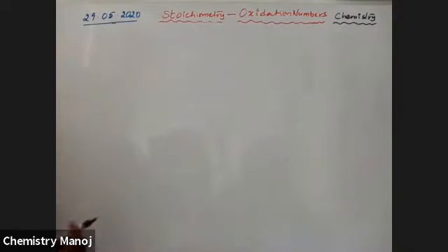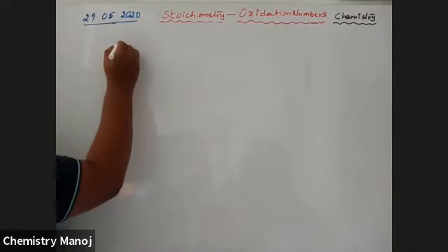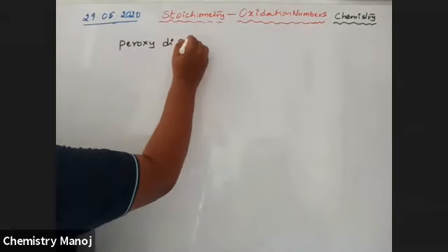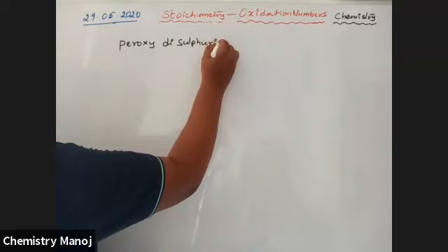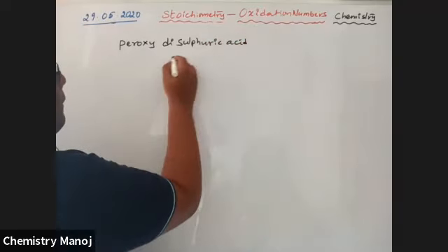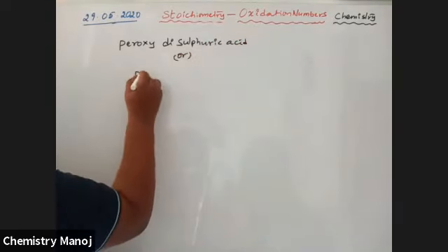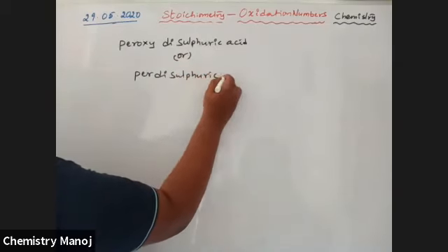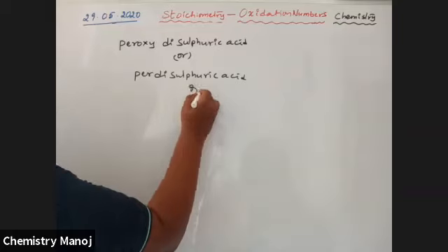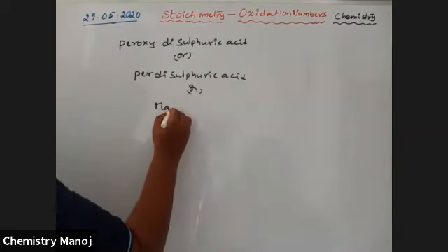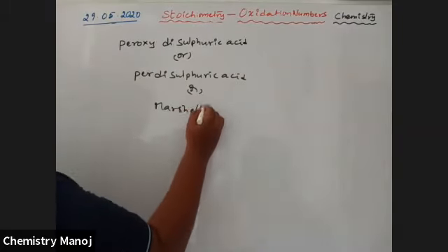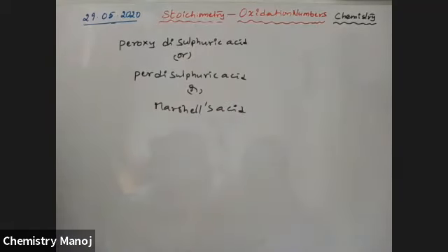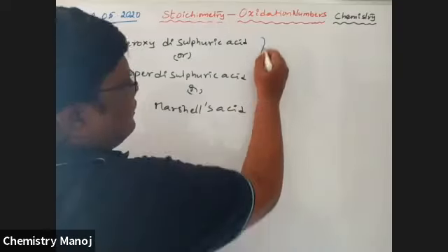One more example, that is peroxydisulfuric acid, or per-disulfuric acid, or Marshall's acid. These are the three names for a single compound.